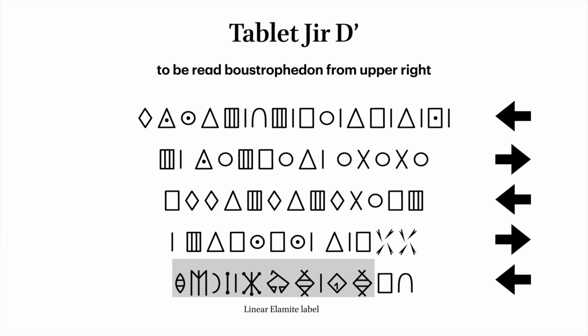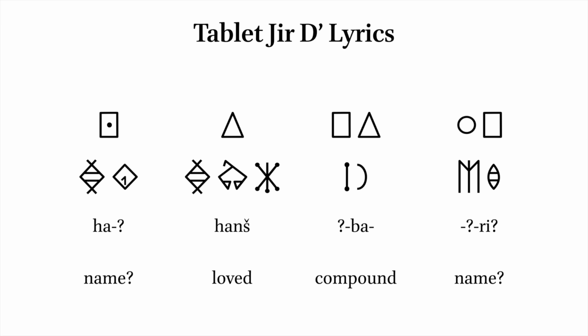Now, to be clear, this is very speculative and could be destroyed easily by better evidence about linear Elamite, but I think the linear Elamite label on this tablet represents the first few words of the song. If you look, the first two measures each only have one note in them. And one of the words is actually pretty readable. It says hunch, which means loved, like the verb. And I suspect that the first word is a single-syllable name, and then after that comes a four-syllable name. Compound names are very common in Elamite. So this could say so-and-so loved so-and-so.